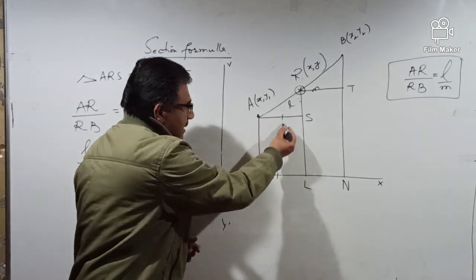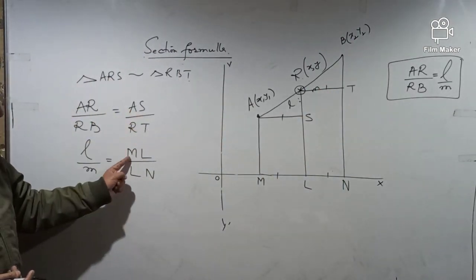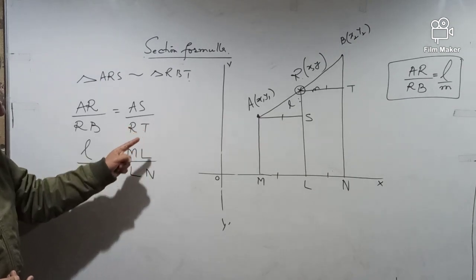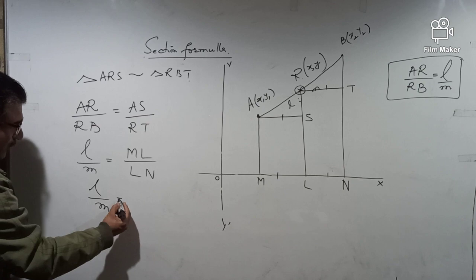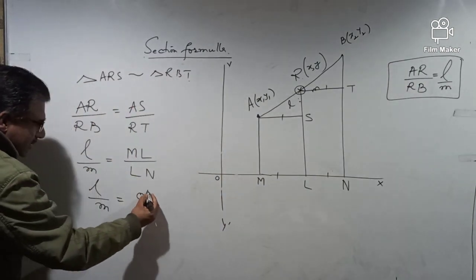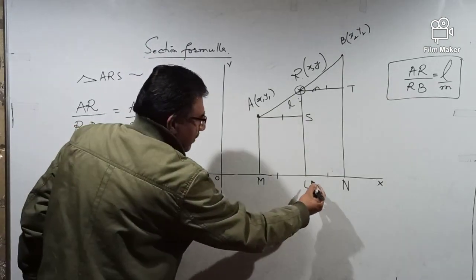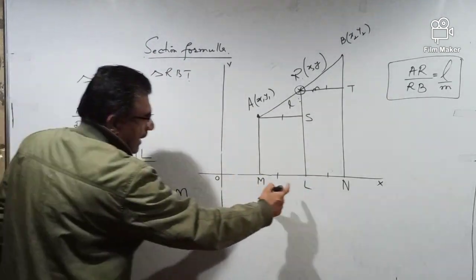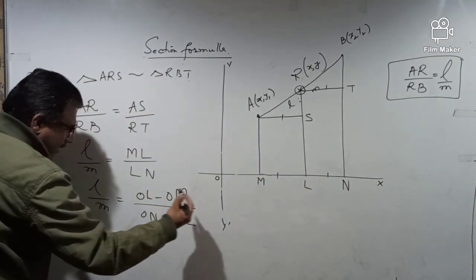देखिए ये चीज़ और ये चीज़ एक ही है और ये चीज़ और ये चीज़ एक ही है. So instead of AS I have put ML and instead of RT I have put L. Now see L upon M is equal to ML. Now ML is OL minus OM. This is OL minus OM divided by now M. Now see ln. ln is On minus OL. On minus OL. Now put the values.